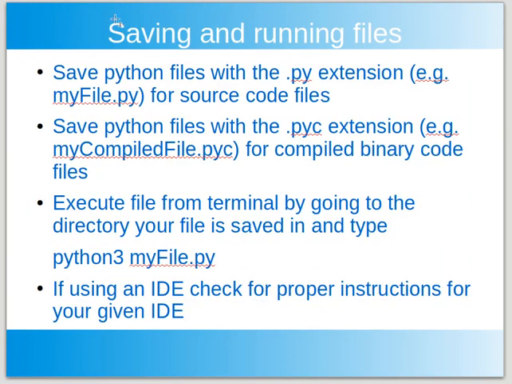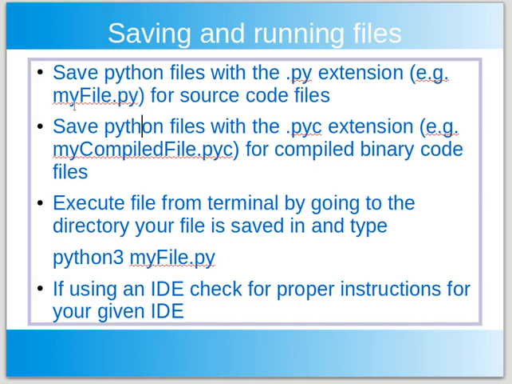Saving and running files. Really simple stuff. Save Python files with the .py extension, e.g. myfile.py, for source code files. So things that you usually write, you're going to want to save with a .py. For compiled stuff, save Python files with the .pyc extension, e.g. mycompiledfile.pyc, for compiled binary code files. This is stuff that your computer is going to be able to read a lot better than pretty much any person is going to.